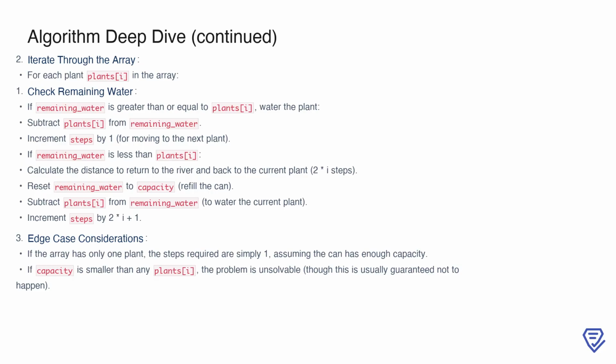Additionally, there are edge cases to consider, such as if the array contains only 1 plant, where the steps would simply be 1 as long as the can's capacity is sufficient, or if the capacity is smaller than the largest water requirement, which would make the problem unsolvable.